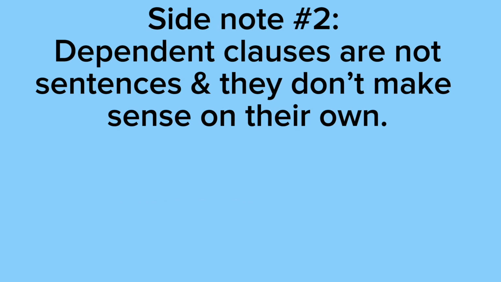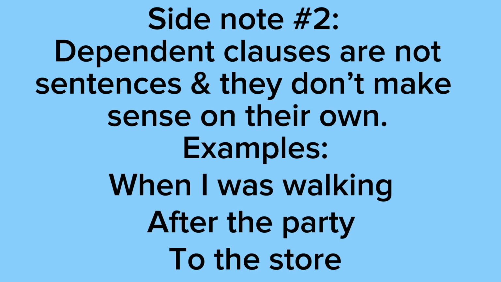Side note number 2, dependent clauses are not sentences and they don't make sense on their own. So our first example says, when I was walking. And this doesn't make sense because it's not a complete sentence and it doesn't give us enough information. And this dependent clause actually has a subject and 2 verbs, but it doesn't make sense on its own. So be careful because that can throw you off because it has a subject and a verb, well, 2 verbs. So you may think it's a sentence, but it's not because it doesn't give us enough information and it can't stand on its own.